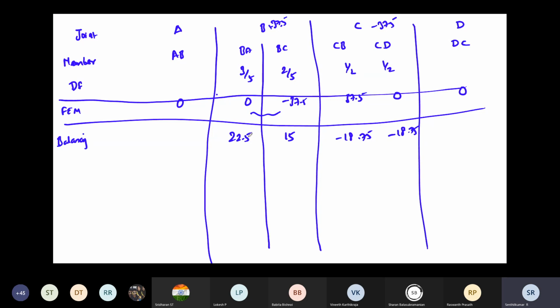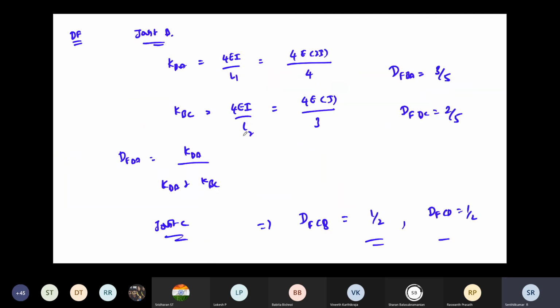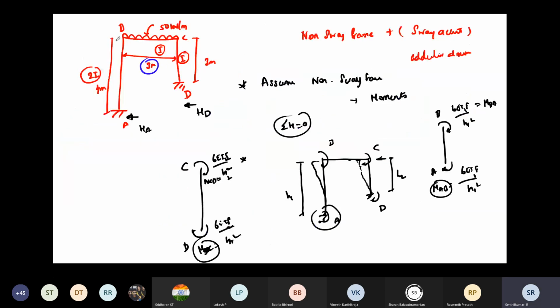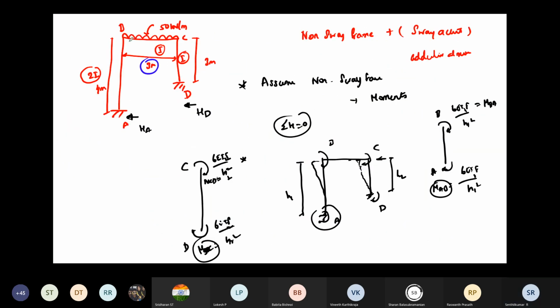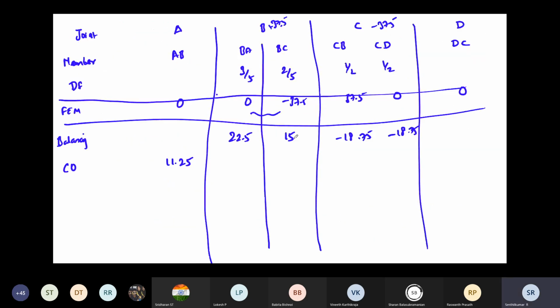So now, if you are balancing, what is the meaning? You are applying some moment, so you have to carry over the moment. You have to carry over: here you are applying 22.5 at BA. So AB it has to carry over 50%. How much will it go? 22.5 will carry over as 11.25. Then we are applying 15 at BC. So in CB, you have to transfer as 7.5.